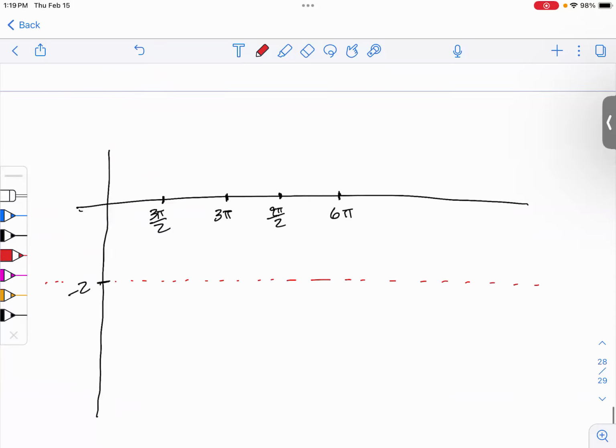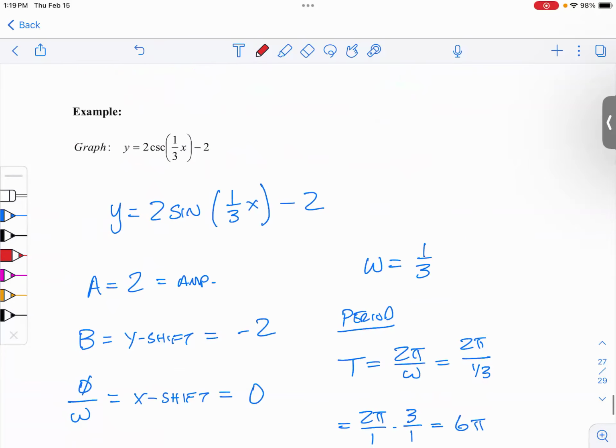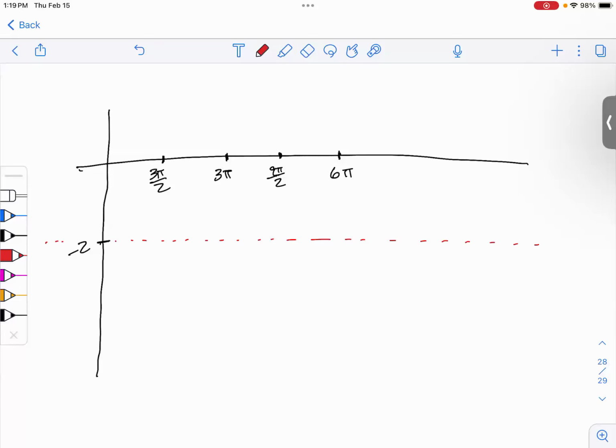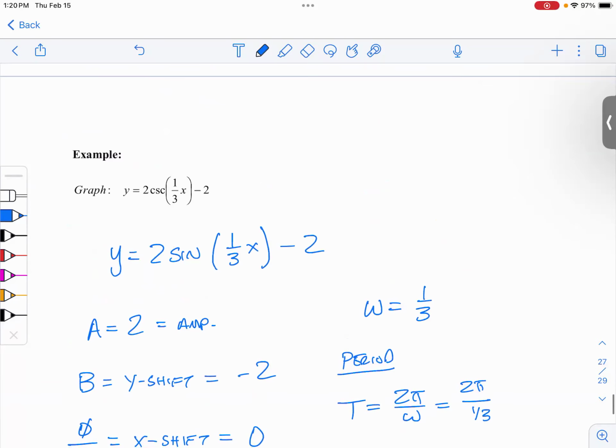Oh, and sorry, while we're at it, let's put the amplitude on there. The amplitude is 2. So the maximum value, from -2, it goes back up to what number? 0. And then it'll go all the way down to -4. So the whole thing here is in quadrant 4. Okay, so for the standard sine graph, this thing isn't flipped.